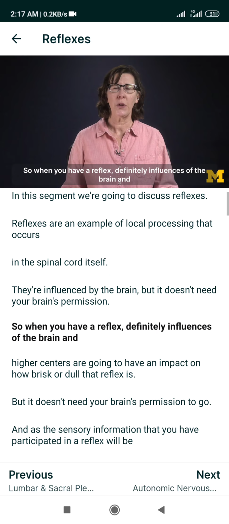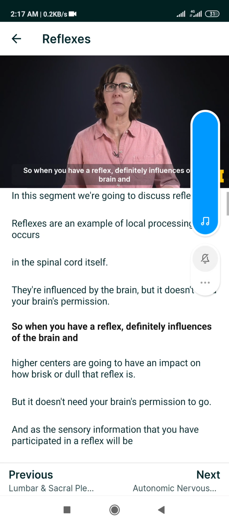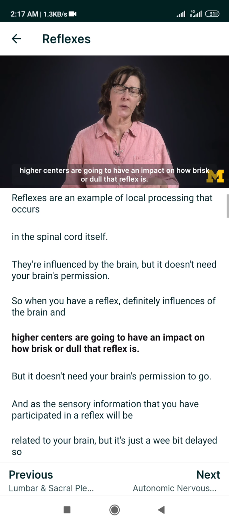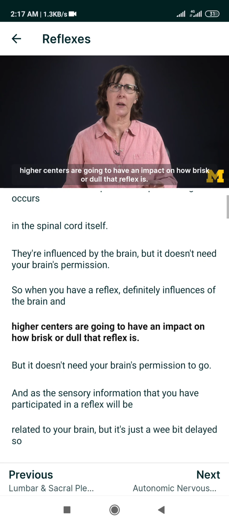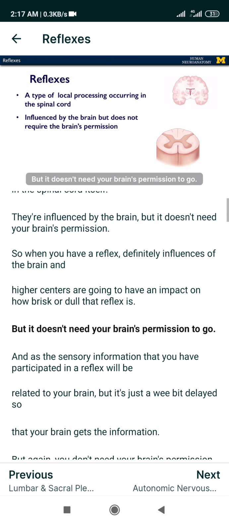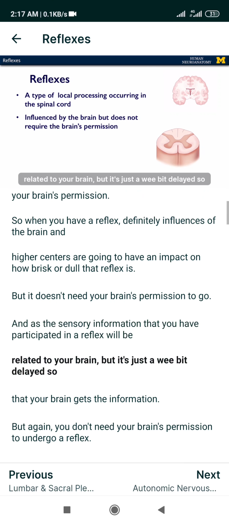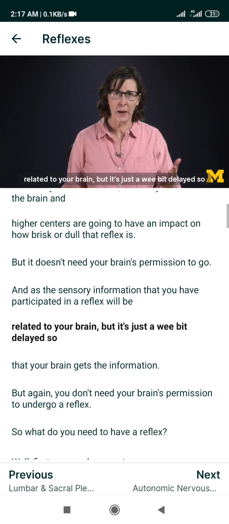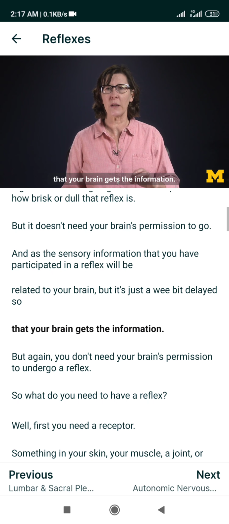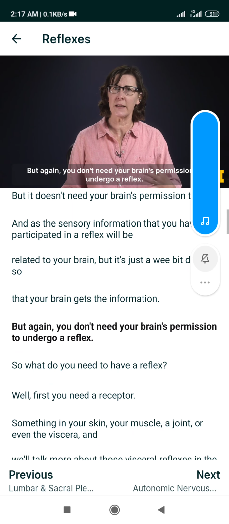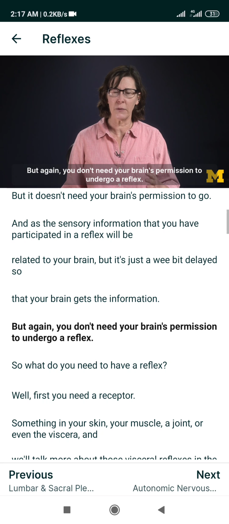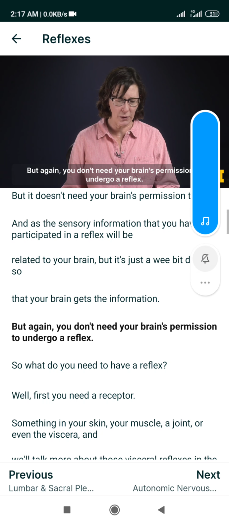Okay, so when you have a reflex, higher influences from the brain and higher centers are going to have an impact on how brisk or dull that reflex is, but it doesn't need your brain's permission to go. The sensory information that you have participated in a reflex will be relayed to your brain, but it's just a wee bit delayed so that your brain gets the information. But again, you don't need your brain's permission to undergo a reflex.